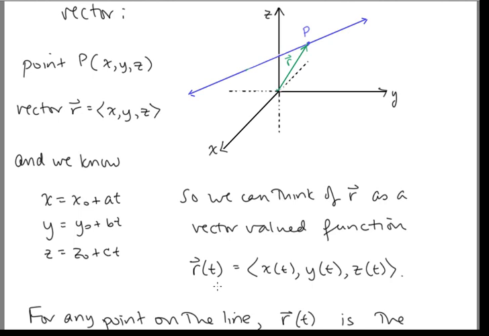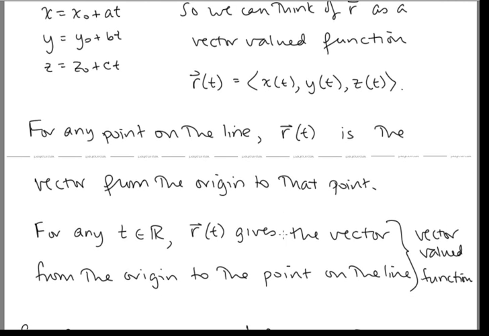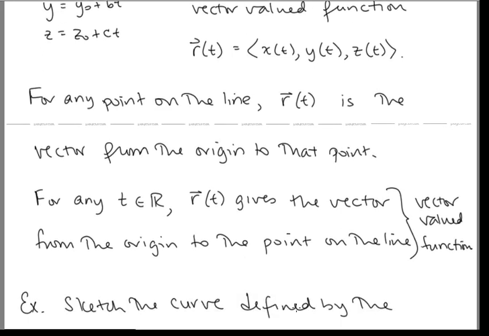And so r(t), the position vector, gives us a vector starting at the origin and ending at a point on the line. For any point on the line, r(t) is the vector from the origin to that point. For any t in the real numbers, r(t) gives the vector from the origin to the point on the line, and this defines it to be a vector-valued function. For every real number t, we're getting a vector. Now let's take a look at an example.